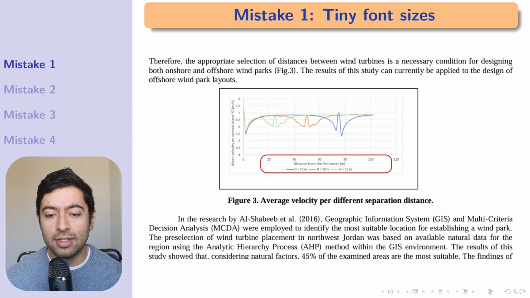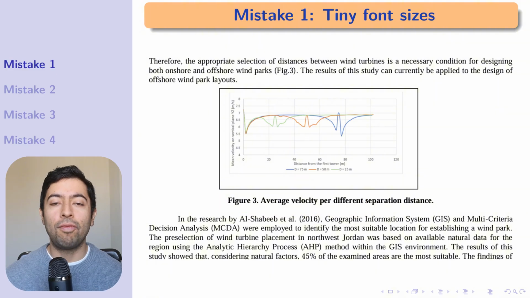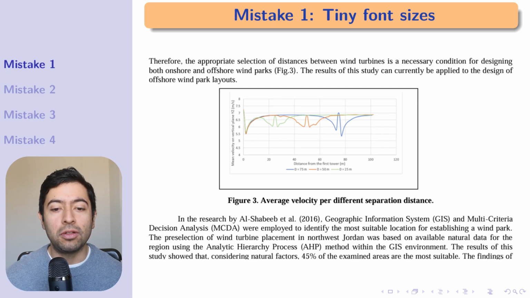You can see here the text "distance from the first tower" is about half the size of the figure caption and about half the size of the core body of the research article. Now, you don't want this. You want your viewers to immediately recognize your data and the patterns. So what do you do instead?